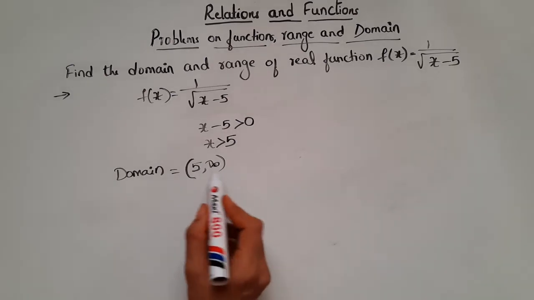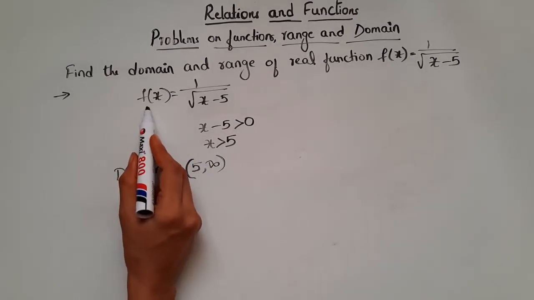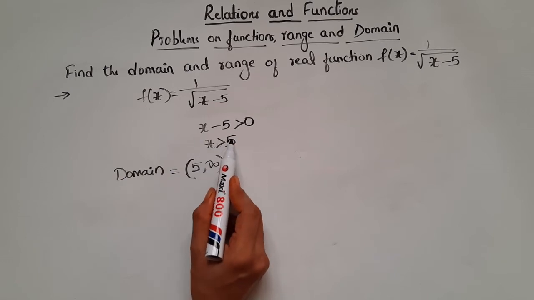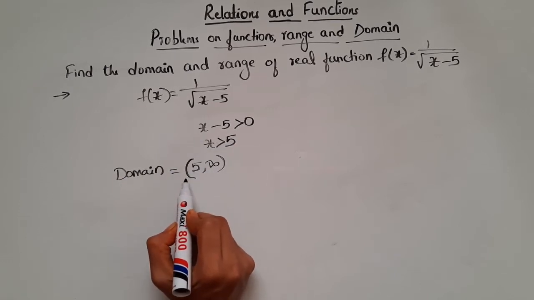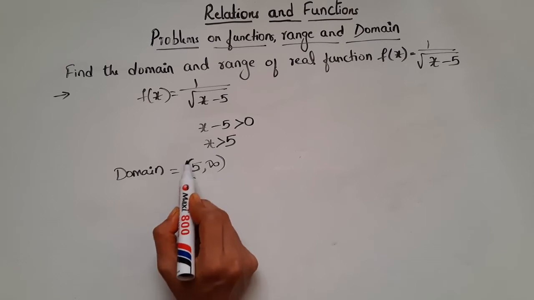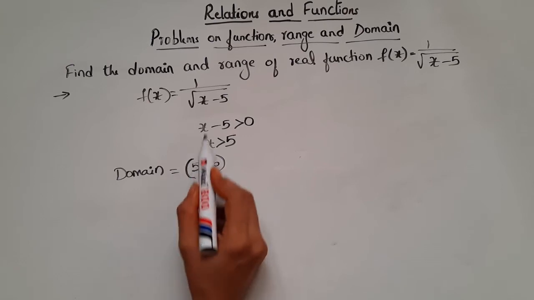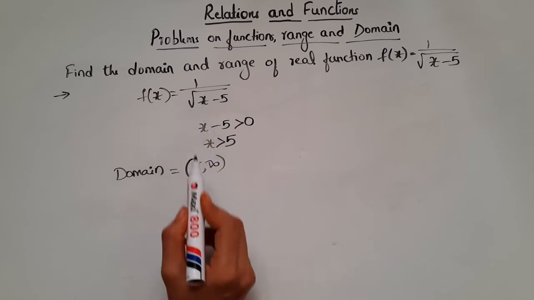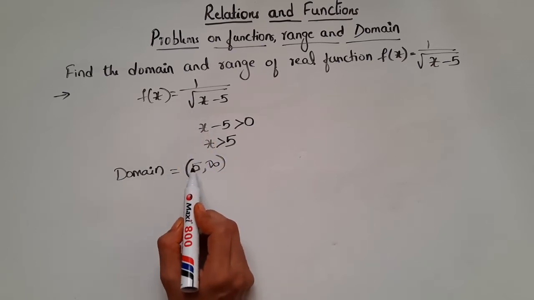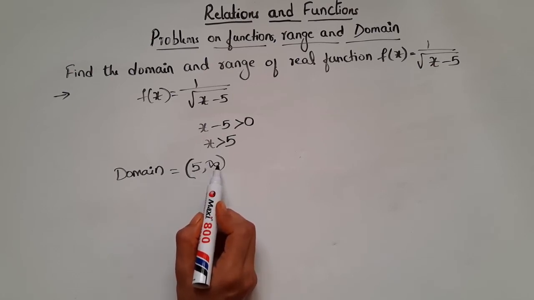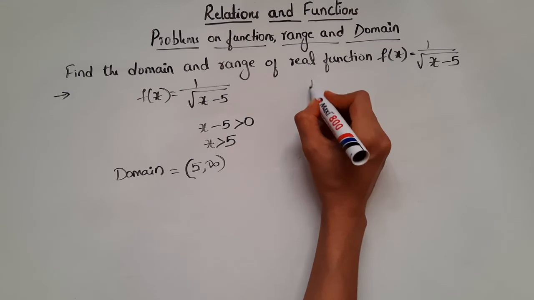So I repeat, for what all values of x is this function defined? Here x should be greater than 5. If 5 has to be included, you will put it in the square bracket. Since 5 will not give you a valid answer, you will take 5 as an open bracket, meaning you will not take 5: greater than 5, comma, till infinity. Now let's see what is range.